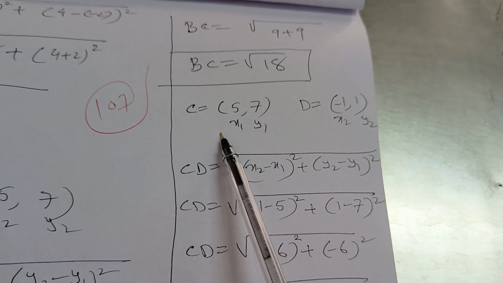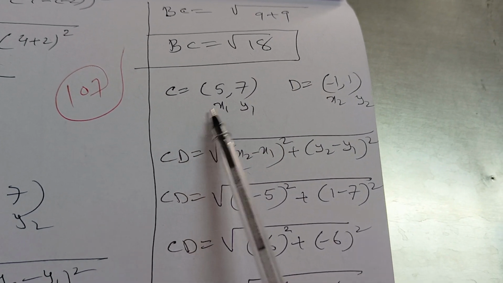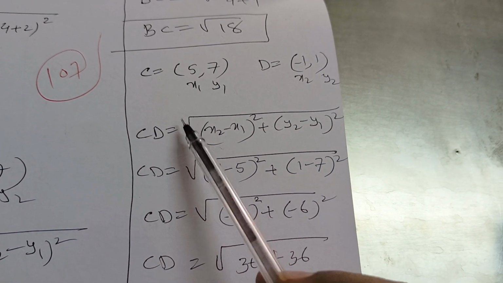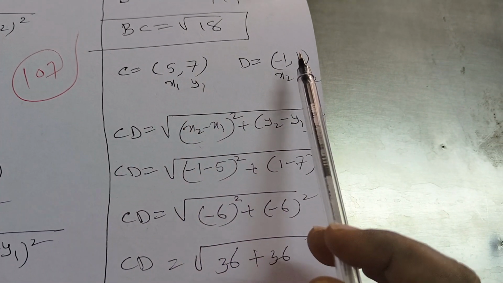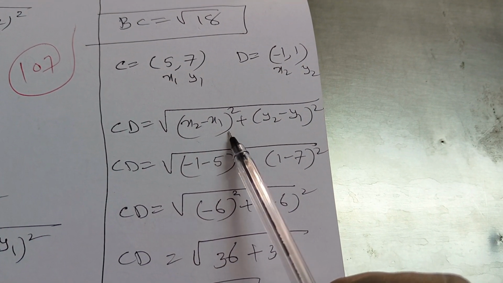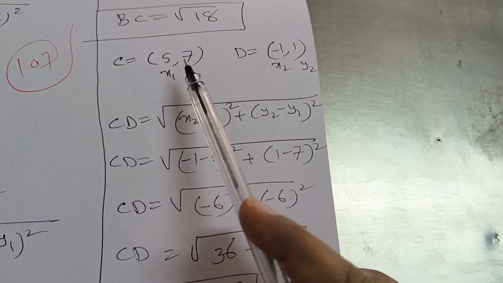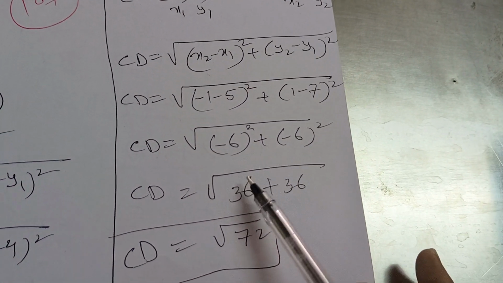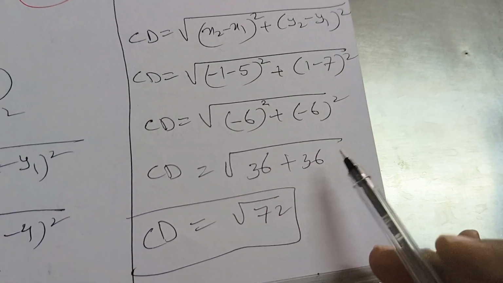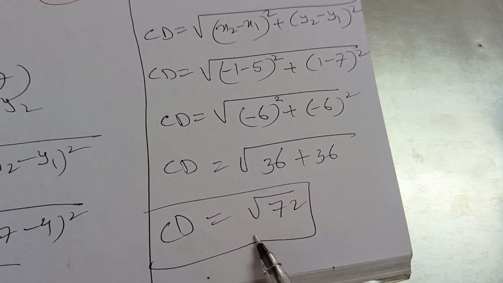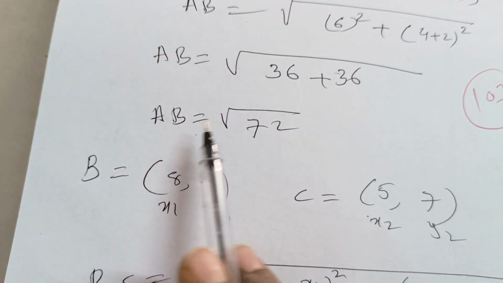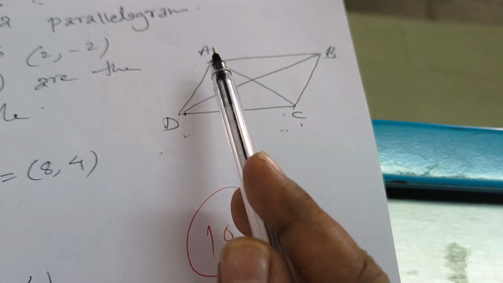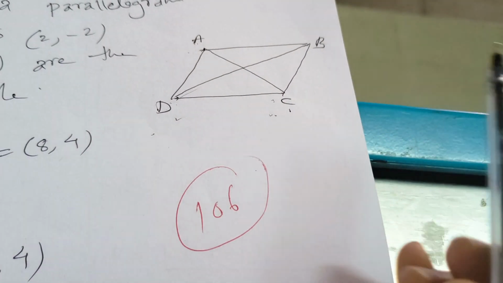Now we have to find out the distance between C and D. C is equal to 5 comma 7, D is equal to minus 1 comma 1. CD is equal to square root of x2 minus x1, minus 1 minus 5 whole square, plus y2 minus y1, means minus 1 minus 7 whole square. This becomes minus 6 whole square plus 6 whole square. 36 plus 36. CD is equal to root 72. So here we got AB is root 72, CD is root 72. So here we have AB and CD, both are equal.